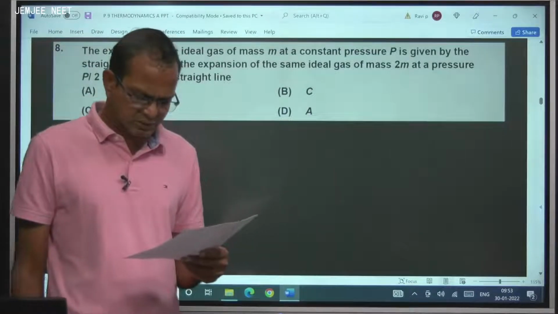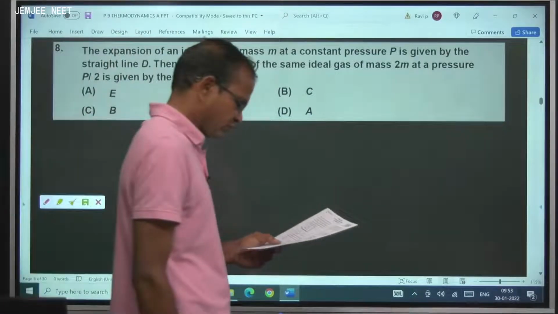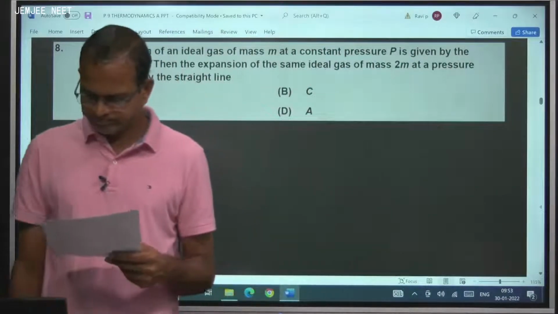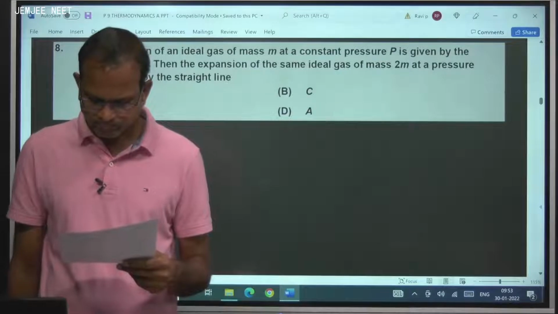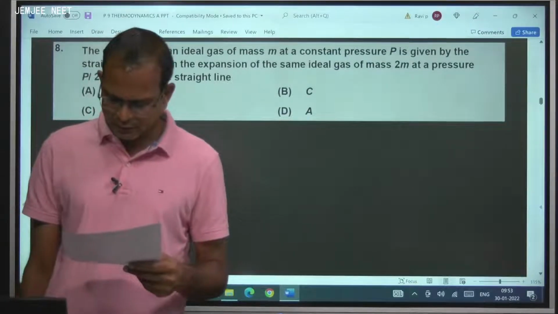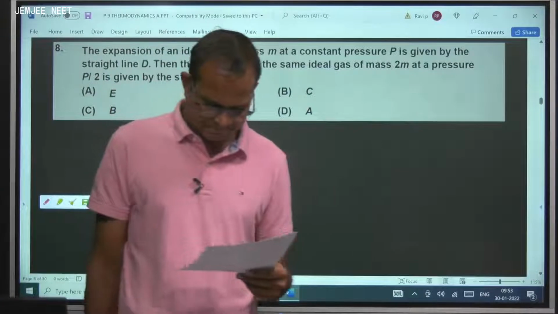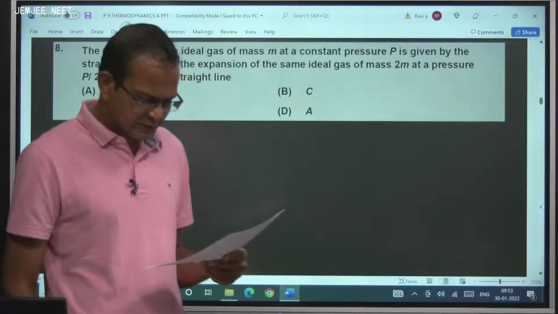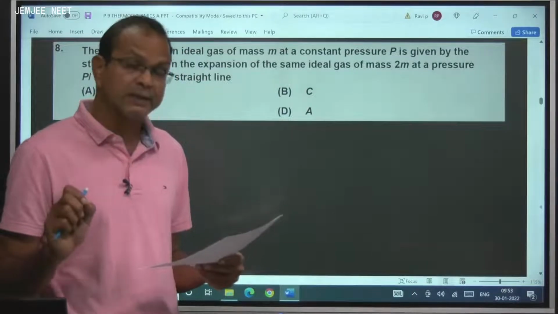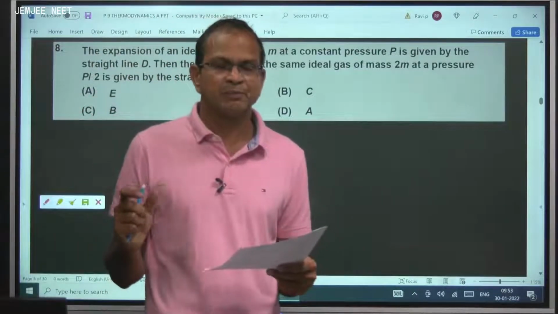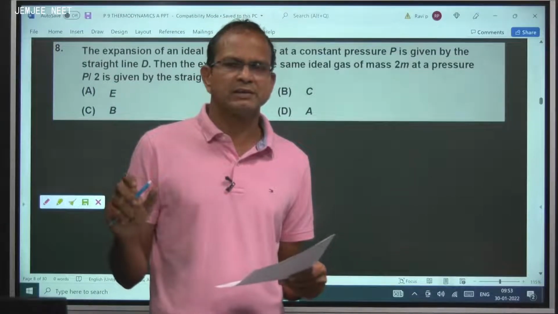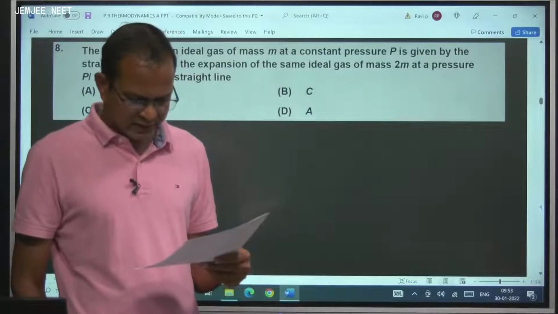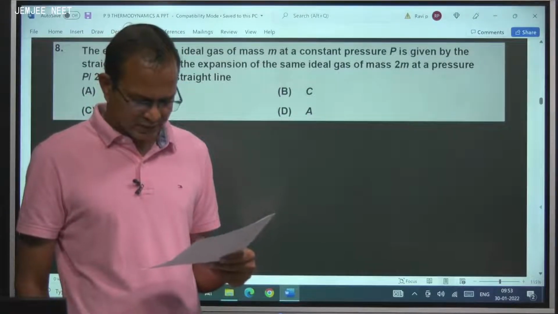Expansion of ideal gas of mass m at the constant pressure P is given by a straight line D. Expansion, maybe volume, I guess; or they may have given a cylinder and taken length. I could not make a guess on that. The expansion of the same ideal gas of mass 2m at the pressure P/2 is given by.